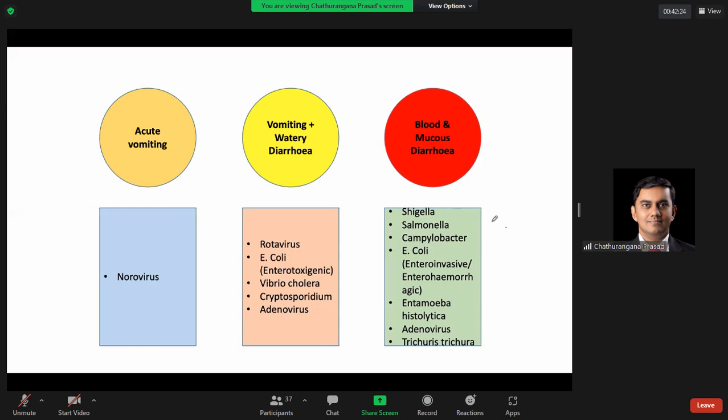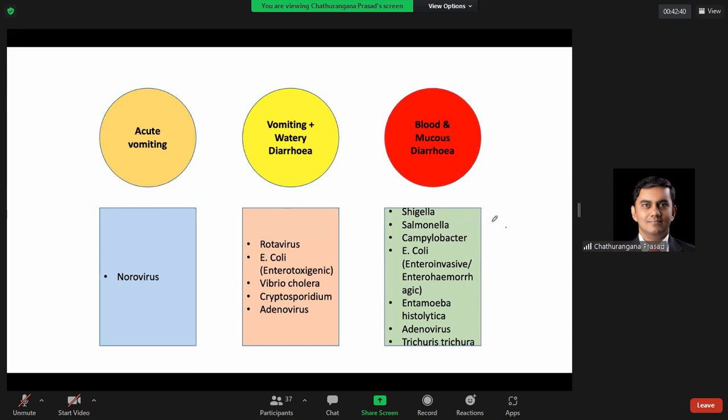So these are the organisms I mentioned. Predominantly vomiting: norovirus. Watery diarrhea: rotavirus, enterotoxigenic E. coli, cholera, which we don't see, Cryptosporidium, and enterovirus.